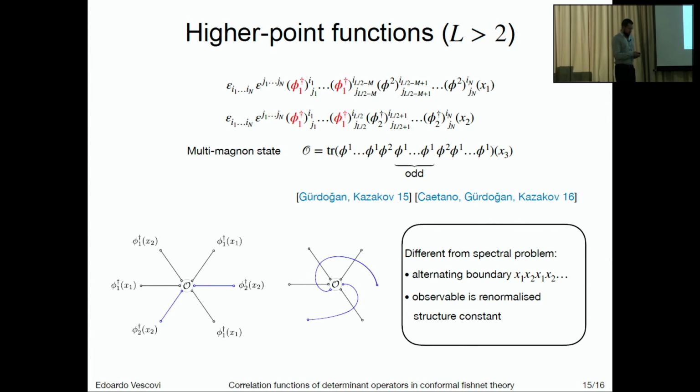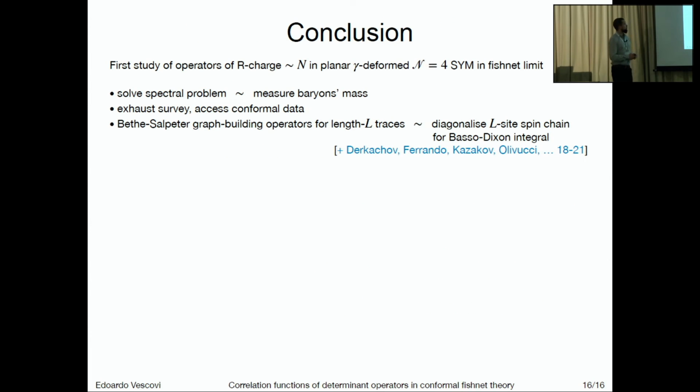There is, I think, a number of future directions that I want to go through with you in the final minutes. So first, this is a very open survey, and really the first step, what we have seen, of getting a handle on operators that are not single traces, also exploring other operators in gamma-deformed N=4 super Yang-Mills, in the fishnet limit at least, when they have a large R charge.